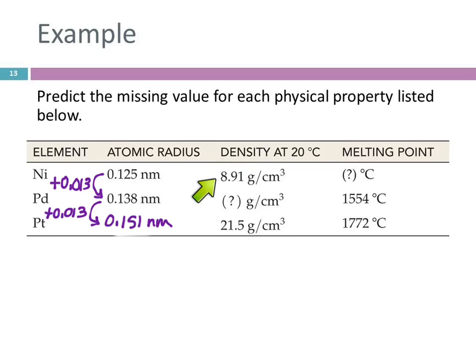Here we've got the density of nickel and the density of platinum. We're looking for the density of the one in the middle. Well, it's probably about halfway. So we can average those. 8.91 plus 21.5. I don't know why it keeps doing that. And then divide by 2. And that predicts a density of about 15.2 grams per cubic centimeter.